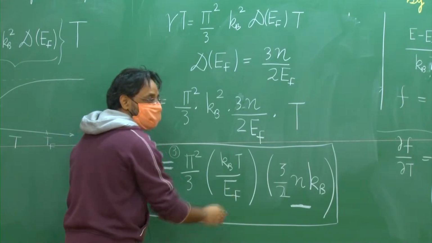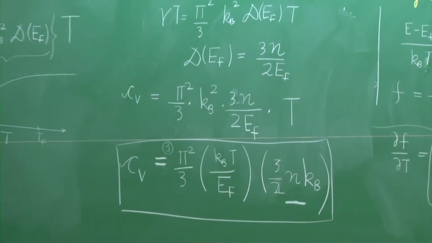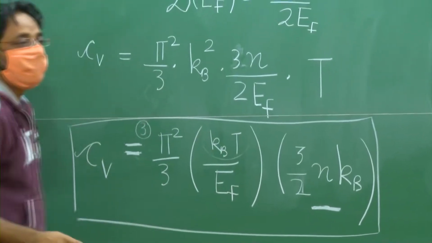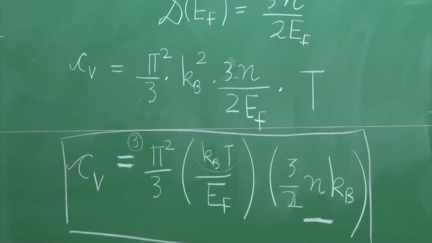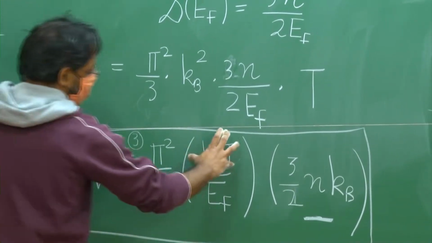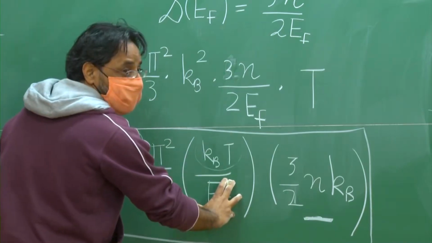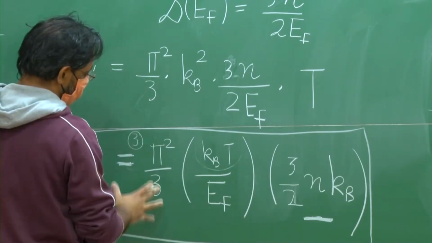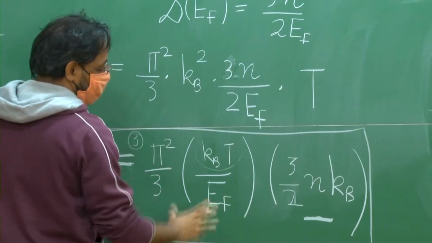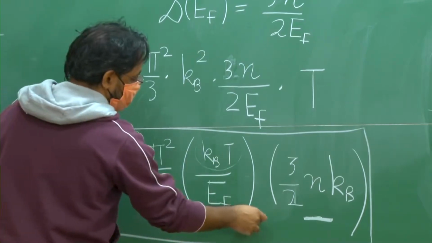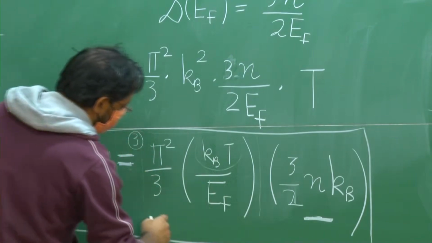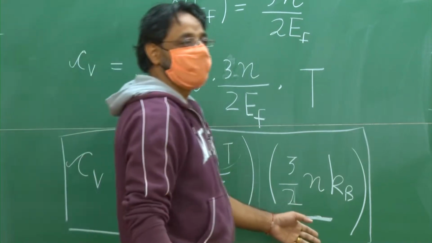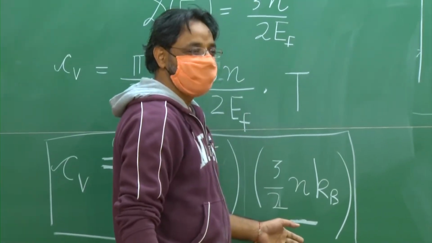EF is of the order of 10 to the power 4 Kelvin, if we write in terms of Kelvin, and KBT is of the order of 10 to the power 2 Kelvin at ordinary temperatures. We are just talking about order of magnitudes. So, this is 10 to the power 2, this is 10 to the power 4. Forget about this factor because we are talking about orders of magnitude. So, 10 to the power 2 by 10 to the power 4, this is 1 by 100th. So, this whole factor is about 1 by 100th of the classical value, even at room temperature, right.